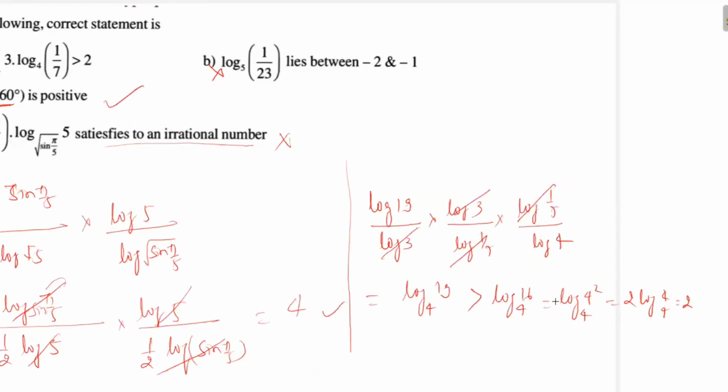How are we concluding that this is going to be greater than 2? By looking at this 19, I'm saying that this is going to be greater than log 16 to the base 4. 16 is nothing but 4 square. 4 square is nothing but 2 log 4 to the base 4, which is 2.